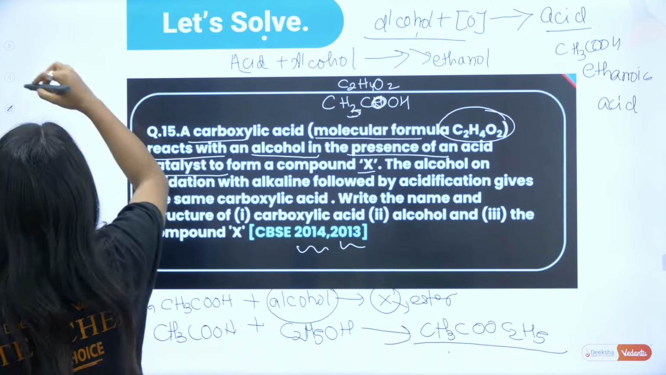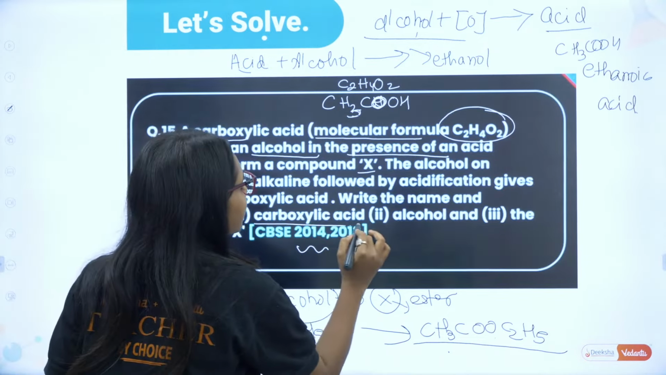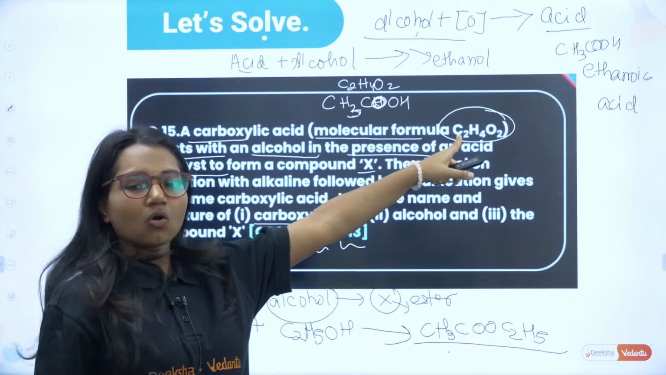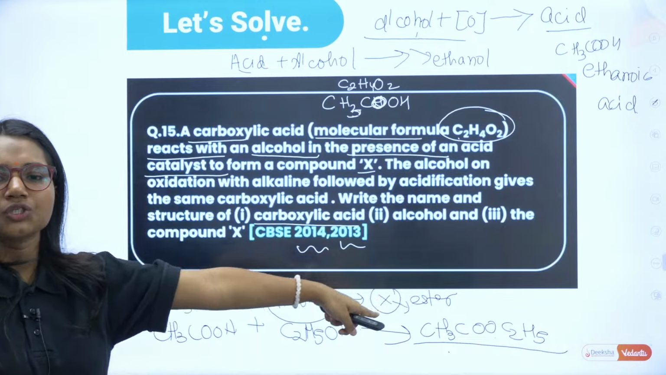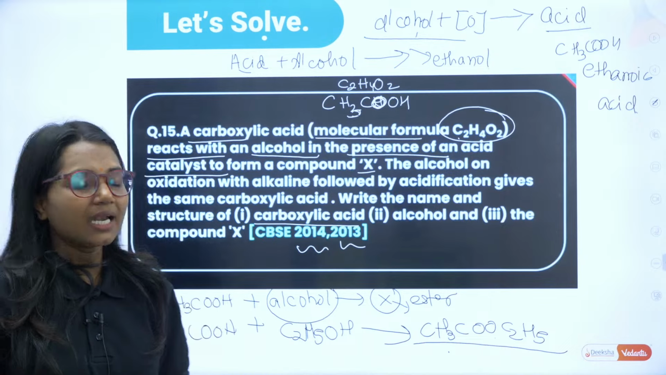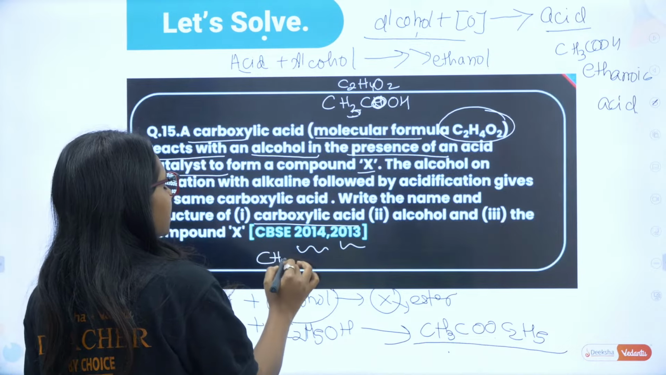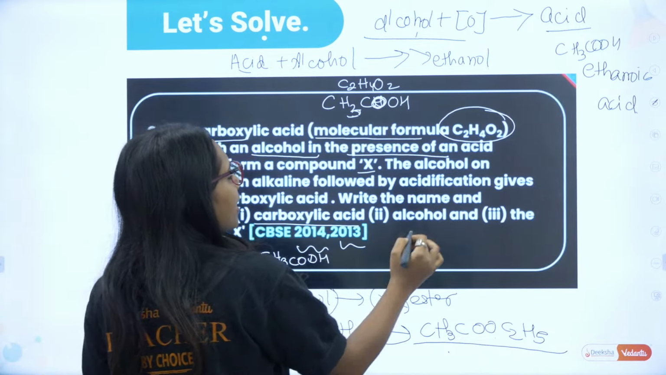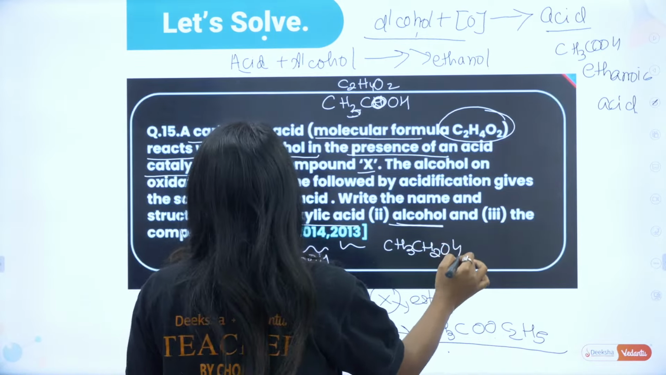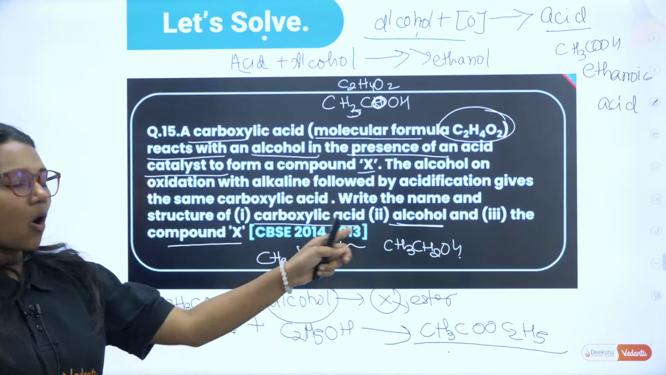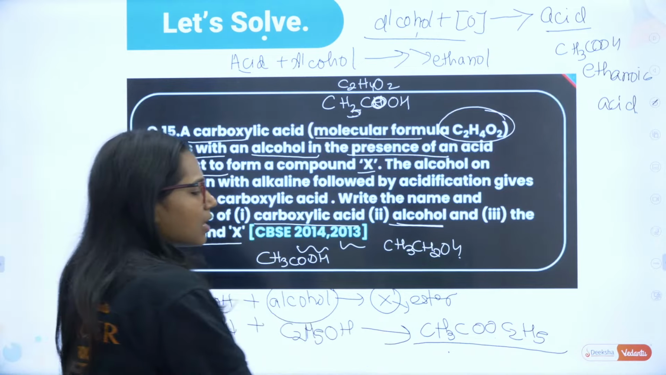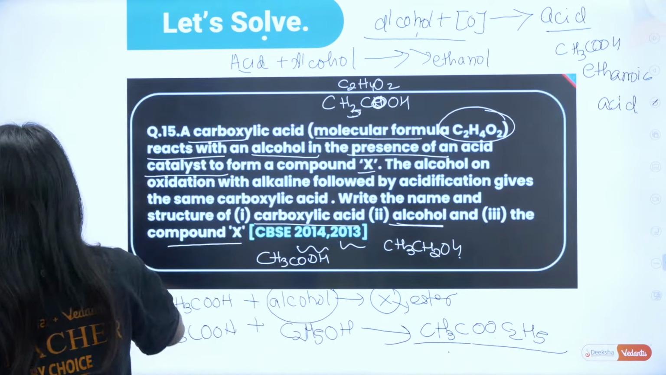Write the name of the acid. What is the name of this carboxylic acid? This name you can find out from here also. You don't have to read the whole question to get the answer of the first one. 2 carbon containing acid, that will be CH3COOH. Okay, and then alcohol, CH3CH2OH, and the compound X. Alcohol plus acid will give you ester. Which ester? This ester. This is compound X. Okay? Okay, guys?